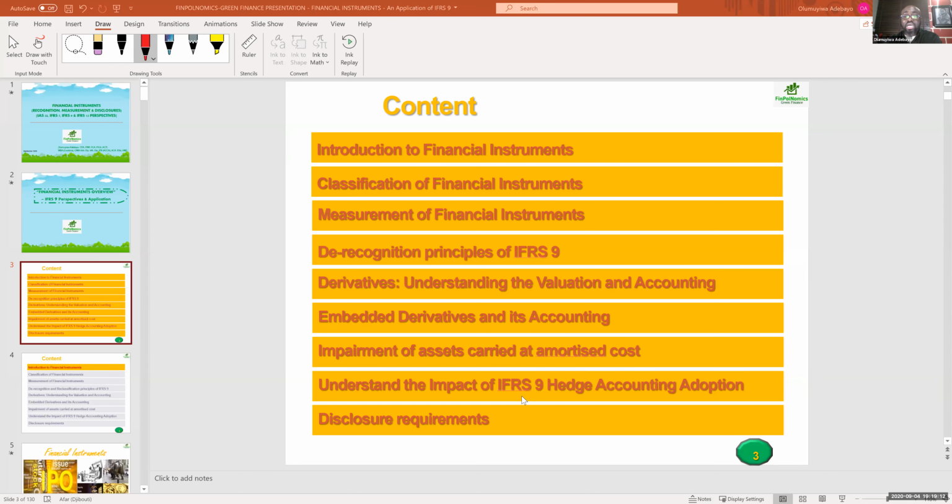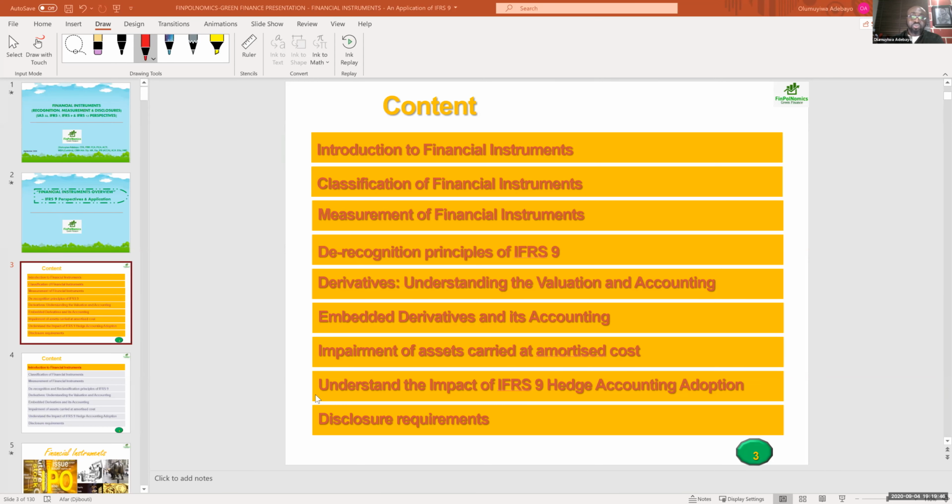Now, the final and concluding part will be a discussion on derecognition and also discussion on derivative valuation and accounting. We'll move further to discussion on embedded derivatives. We will discuss extensively impairment of assets, which is very key to IFRS 9. And we also look briefly at hedge accounting. And we are going to wrap it up with disclosure requirements in line with IFRS 7, and briefly talk about fair value measurement, IFRS 13.